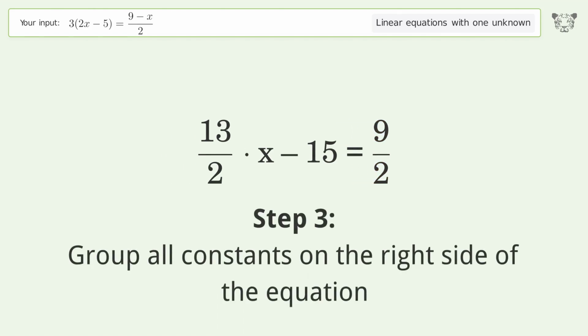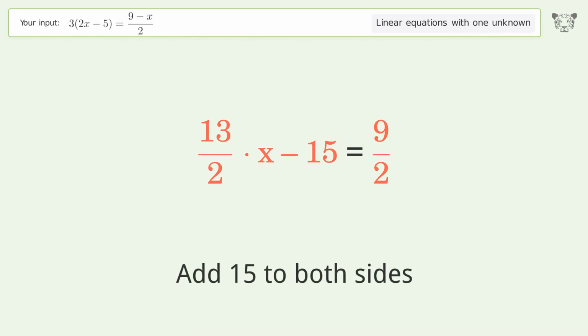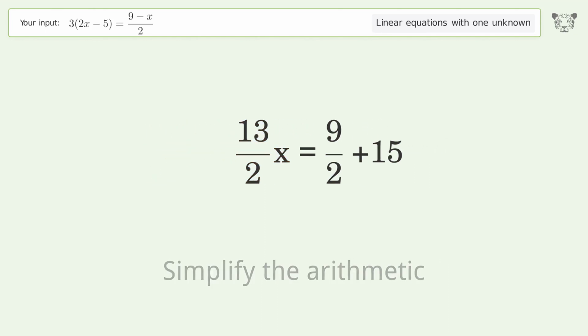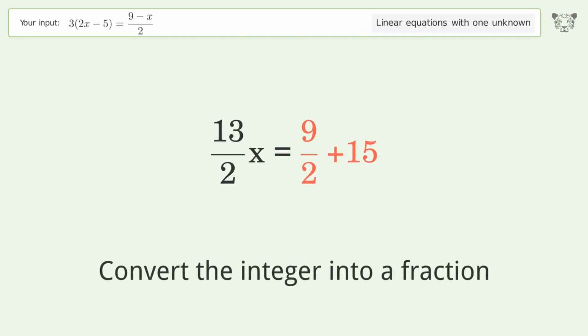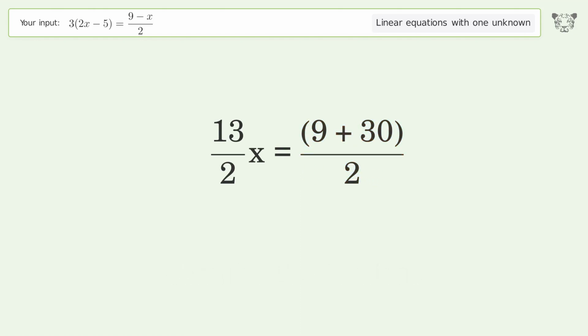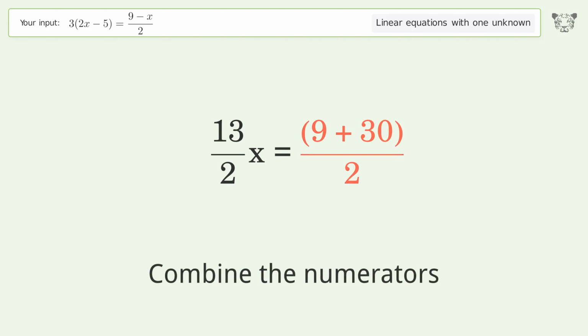Group all constants on the right side of the equation. Add 15 to both sides. Simplify the arithmetic. Convert the integer into a fraction. Combine the fractions. Combine the numerators.